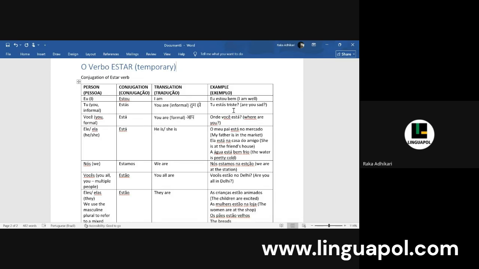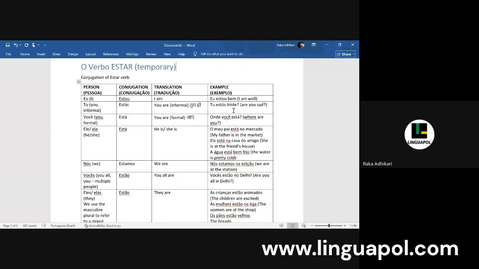क्या तुम दुखी हो? आप नहीं, तुम. ठीक है, informal. Then we have você. Você está. For example, onde você está or onde você está. That is, where are you? Whenever we are talking about location, even if it's a question, then also we will use the estar verb, because location of things that can move. For example, people can move from one place to another, vehicles can move. So for the location of these things, we use the estar verb.